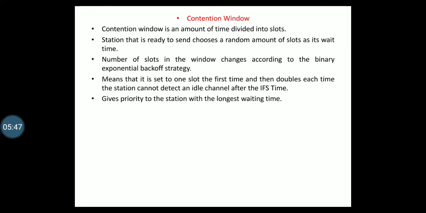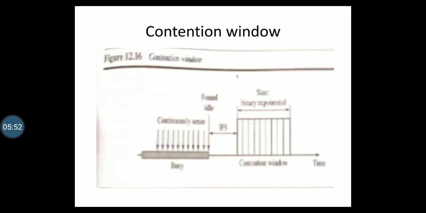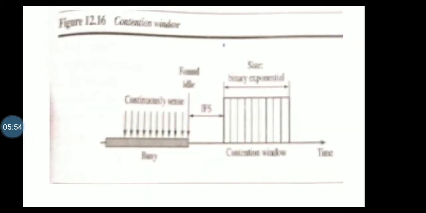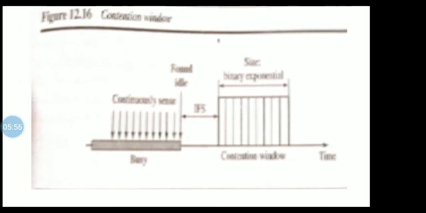Then next we'll see about acknowledgement. This is a contention window. You can see here the busy period, and here is the contention window. In between busy and contention window, you can see the IFS, and the size of the window is binary exponential. This is found idle, continuously sensed. Okay, next we'll see acknowledgement.